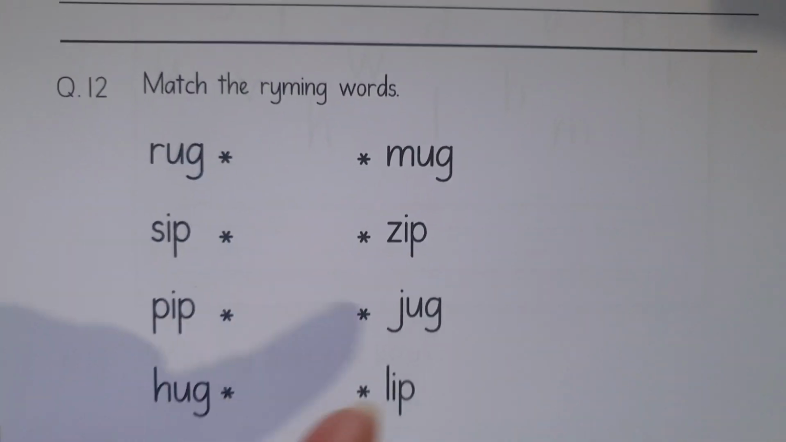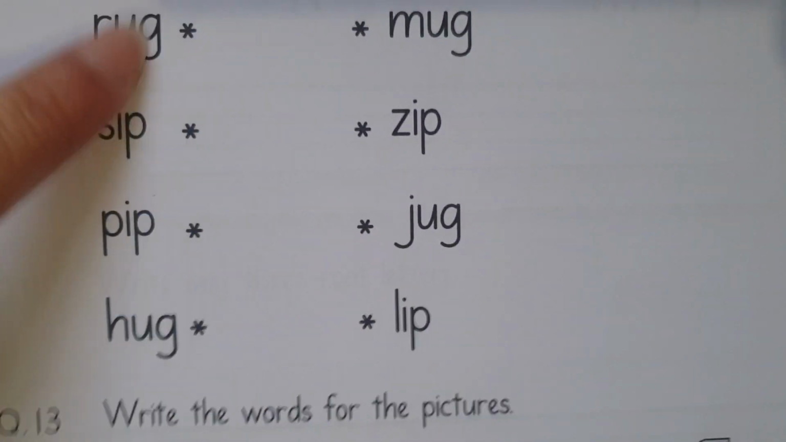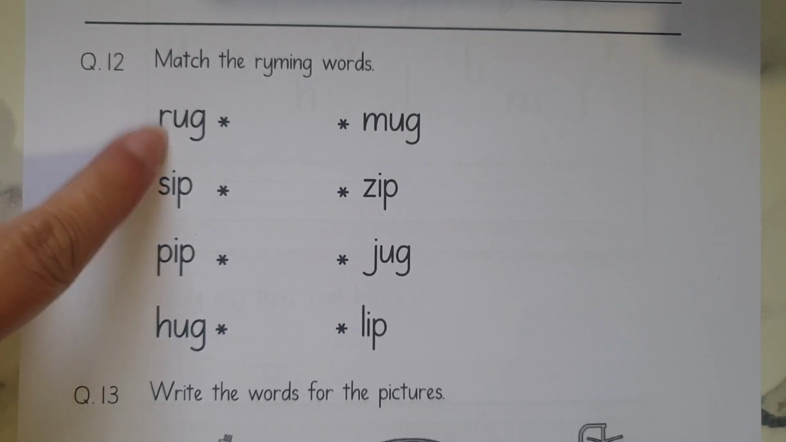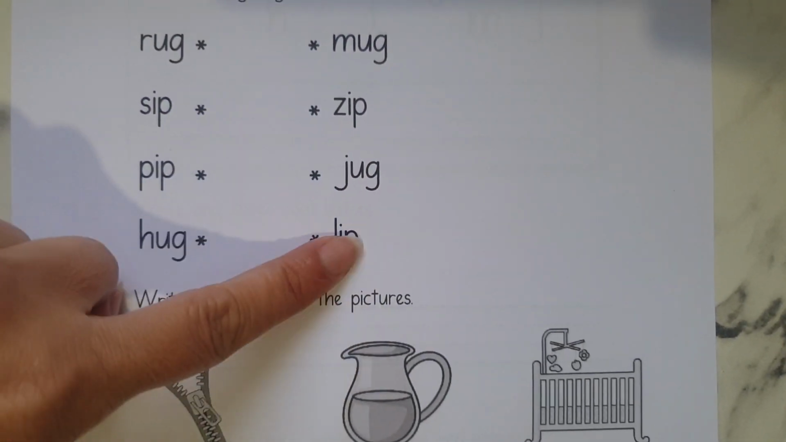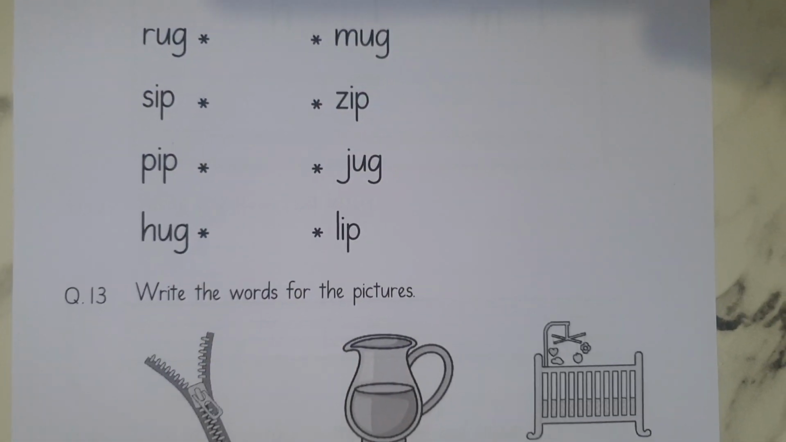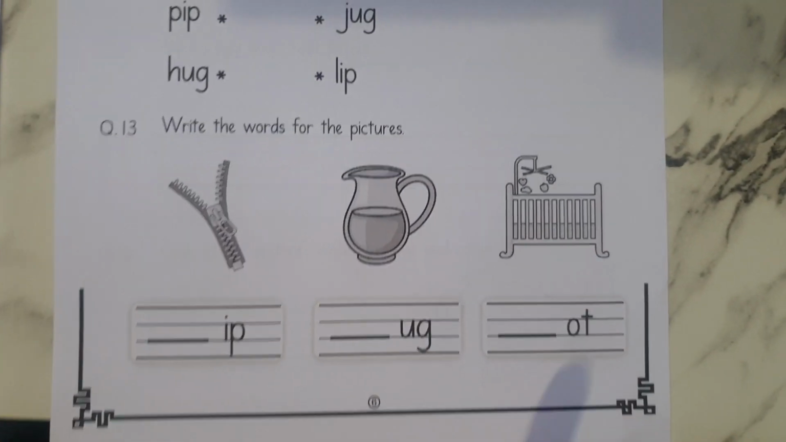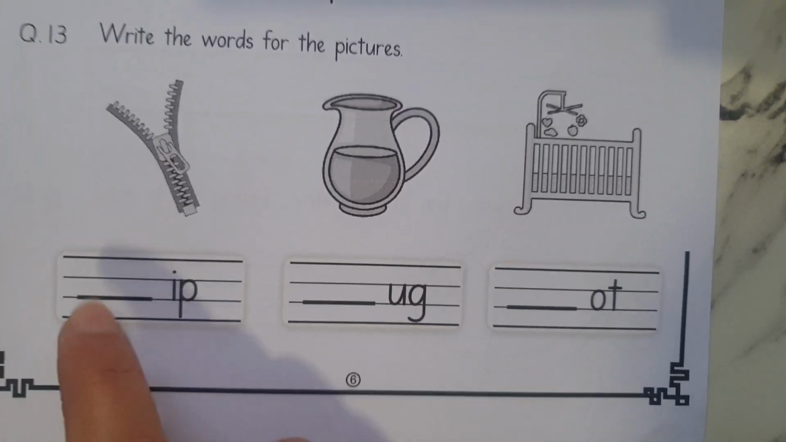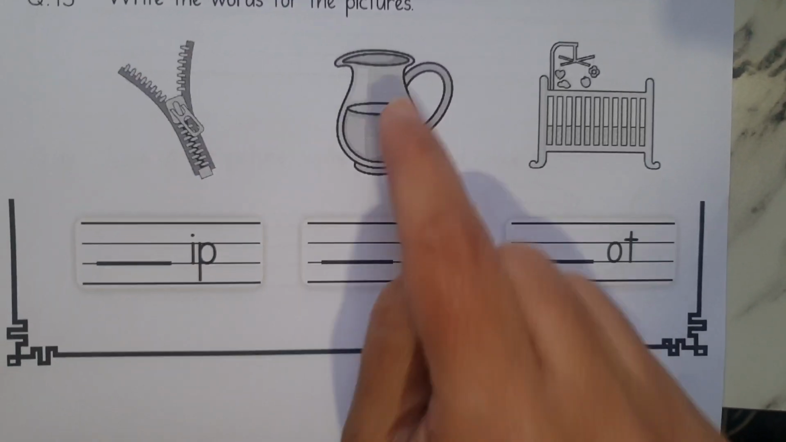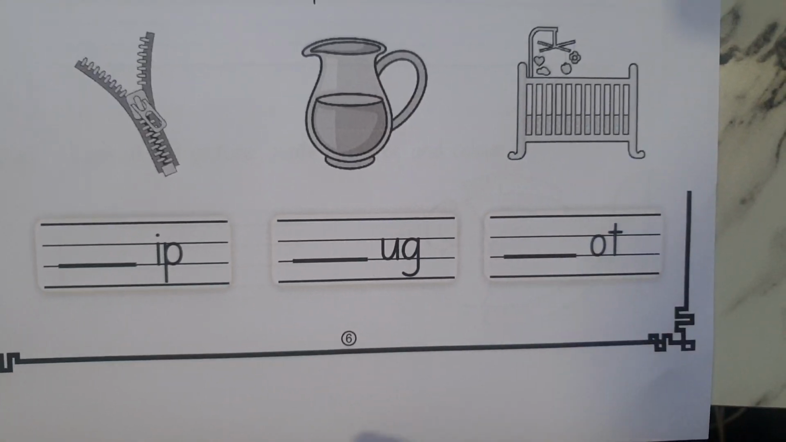Again, here they are going to read and join the word family. So rug will be joined with jug, and sip with zip, and pip with lip, and hug with mug. Here they have to complete the word family. So they will look at the picture and write the first letter. So here zip, and here jug, and here cot.